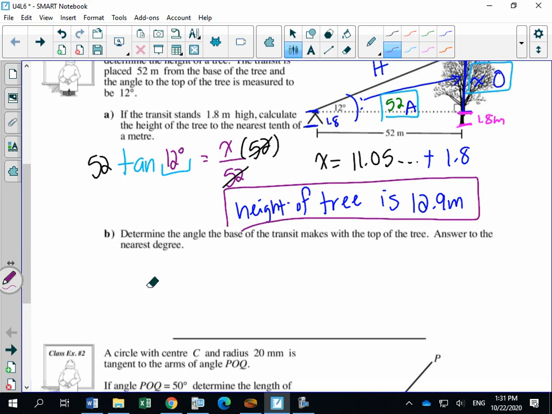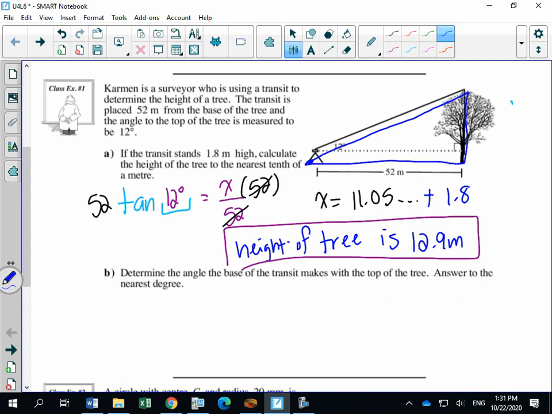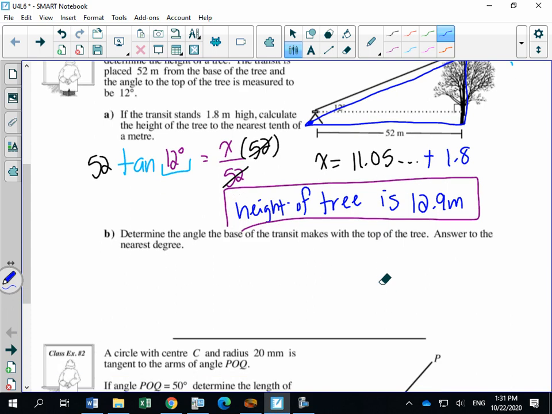Okay, determine the angle of the base of the transit with the top of the tree. So here's what this would be. The base of the transit, you guys, is basically right here, right? They want this angle here. So they want the angle from the base of the transit to the top of the tree.